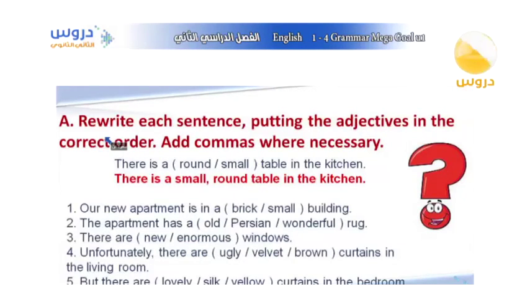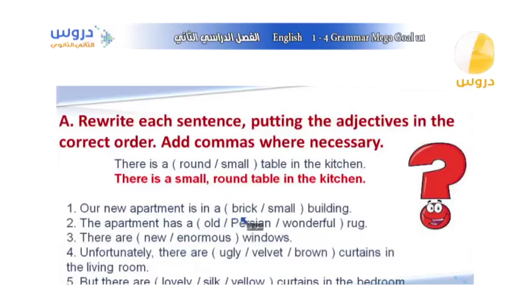Okay, here we have an exercise: write each sentence putting the adjectives in the correct order. Add commas where necessary. For example, there is a round, small table in the kitchen. After putting the comma, there is a small, round table in the kitchen. So we put a comma between two adjectives here. What about the other sentences?